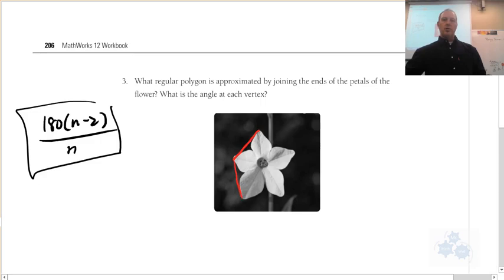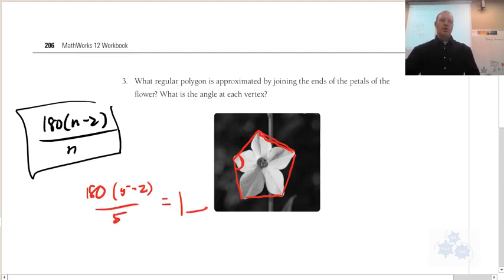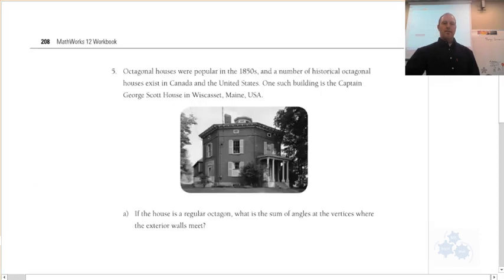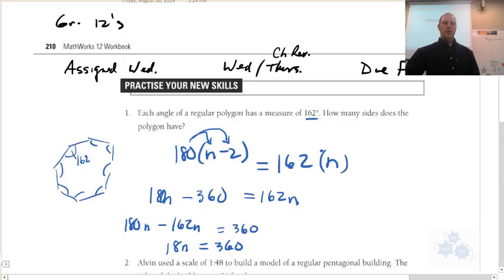If this flower represents a regular polygon, which is pretty close, then each angle here would be, this is 5 sides, so it's 180 times 5 minus 2 divided by 5. That's what you'd get for the size of each angle there. So that's also very important. Each angle in a regular polygon is given by this formula right here. Stop me if you think you have a question.